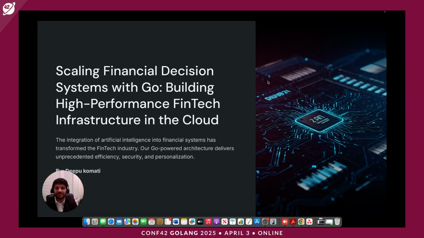Today, I will be discussing scaling financial design systems with Go by building high performance fintech infrastructure in the cloud. Let's start the session.